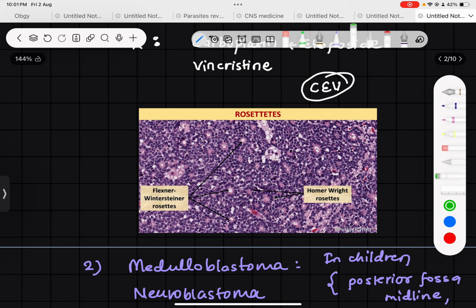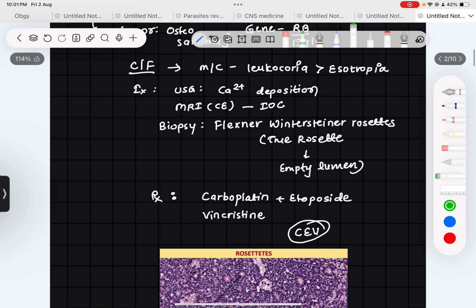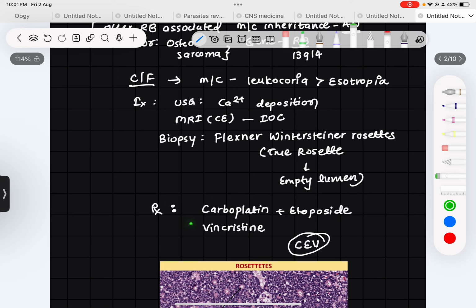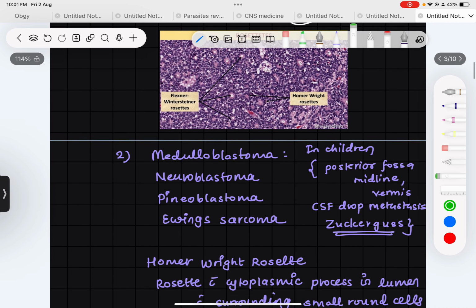Let's see here that it is a Flexner-Wintersteiner rosette, a totally empty looking lumen like rosette surrounded by small hyperchromatic nuclei containing cells, and in the Homer Wright rosette we can see the nucleus is completely occluded. Now the drug we give here is CEV. You can remember that, carboplatin, etoposide and vincristine.